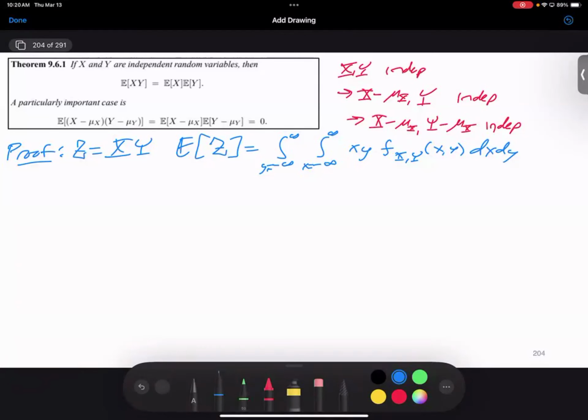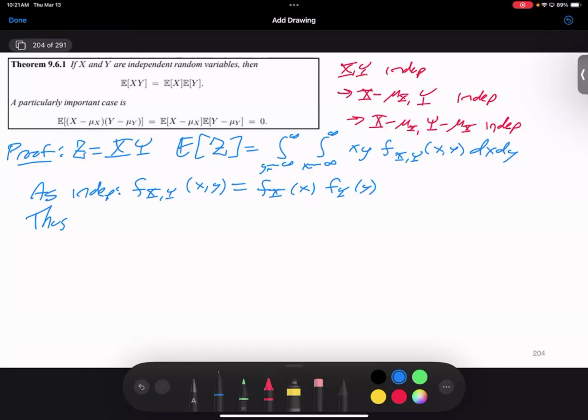Not plus, times. So as independent, the joint density function of x and y is the product of the density functions of x and y. That is not true in general. But if they're independent, it's true, and it makes things really nice.